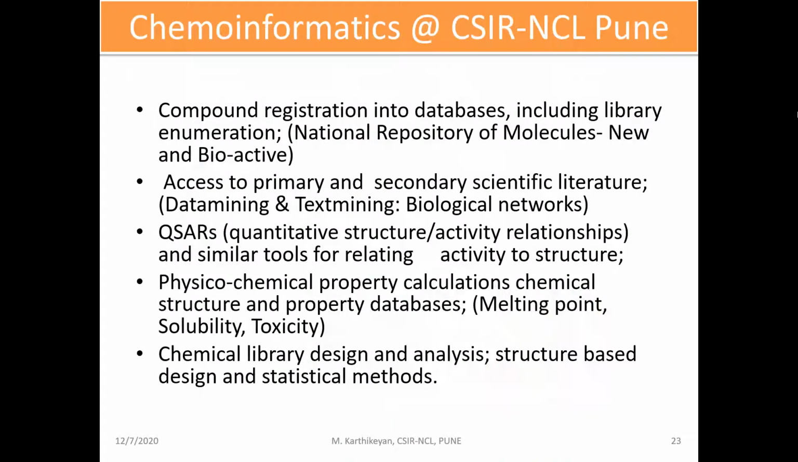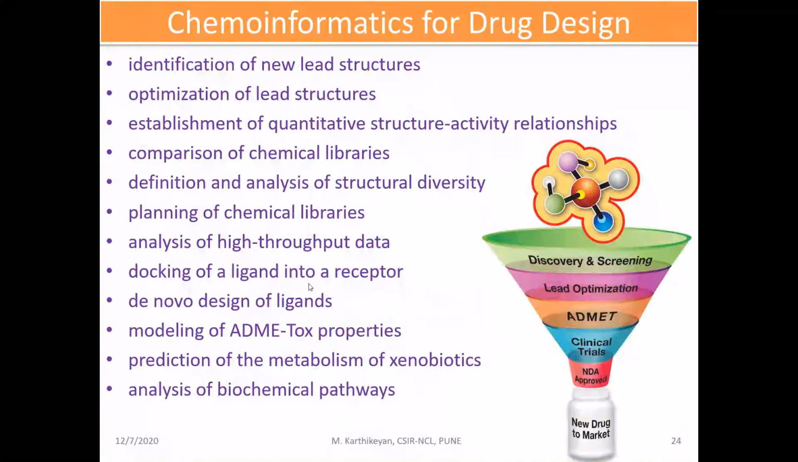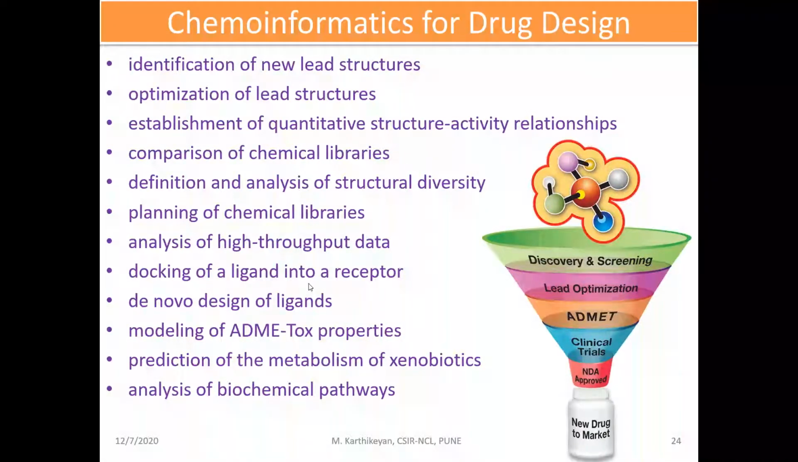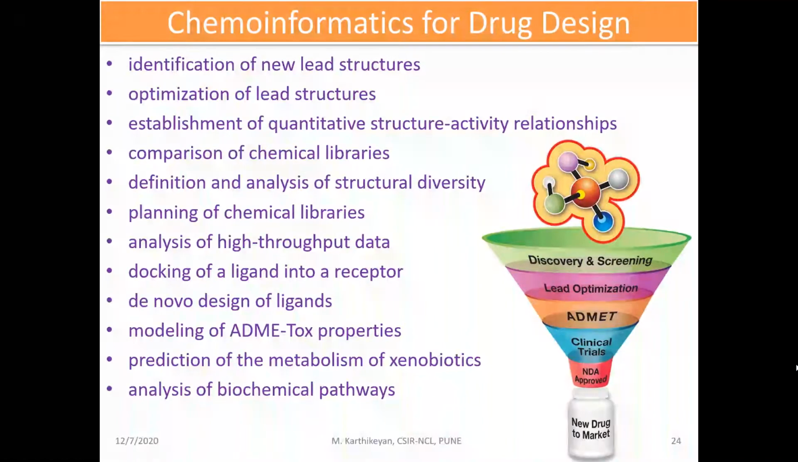So what we do is compound registration databases, and then we do primary and secondary literature screening, and then we do QSAR, and we also do physical chemical property calculations using these cheminformatics methods. Okay. Now, the cheminformatics pipeline for drug design: first, you have to identify the new lead structures and optimize them, establish the QSAR, and then compare the libraries, with definition and analysis of structural diversity. This is also very important because similar molecules will have similar bioactivity. Then planning a chemical synthesis is also very important, and then analysis of high throughput data, docking ligand into receptor with respect to the disease of interest, and then de novo design of ligands.